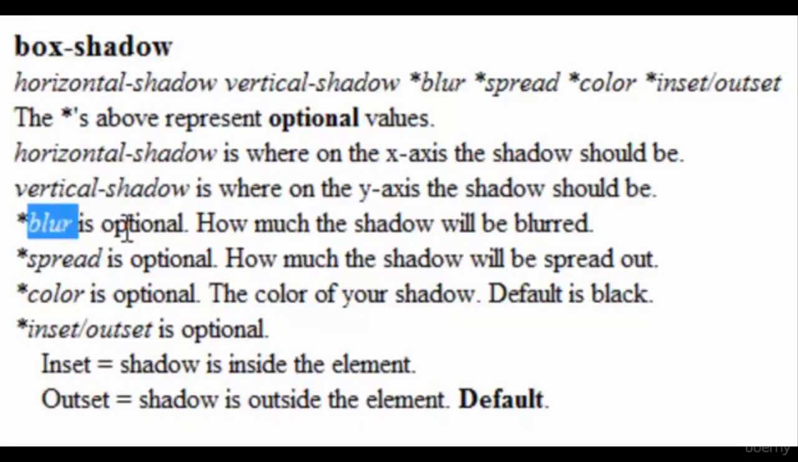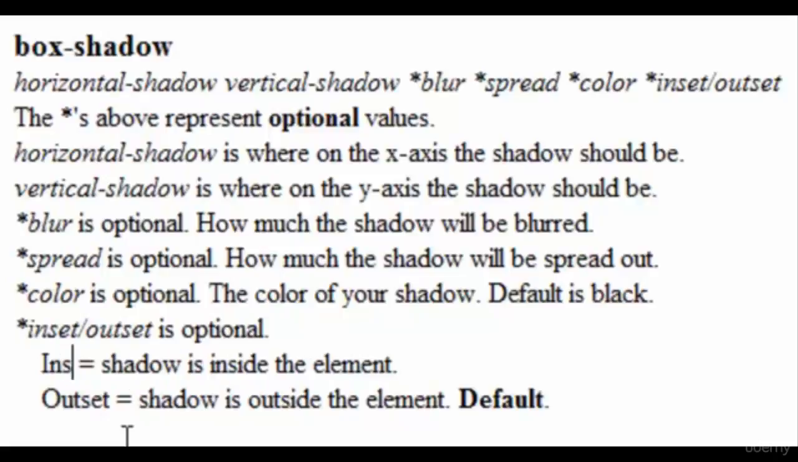Blur, which is optional, is how much your shadow should be blurred. Spread, which is optional, how much the shadow will spread out. So whether it's a really thick shadow or if it's a thinner shadow. Color, which is optional. Default is black, but you can change your color to anything you like. Inset or outset, which is optional. Inset, the shadow is inside the element. So instead of thinking of inset, you could think of inside. And outset, the shadow will be outside of the element, which is default.